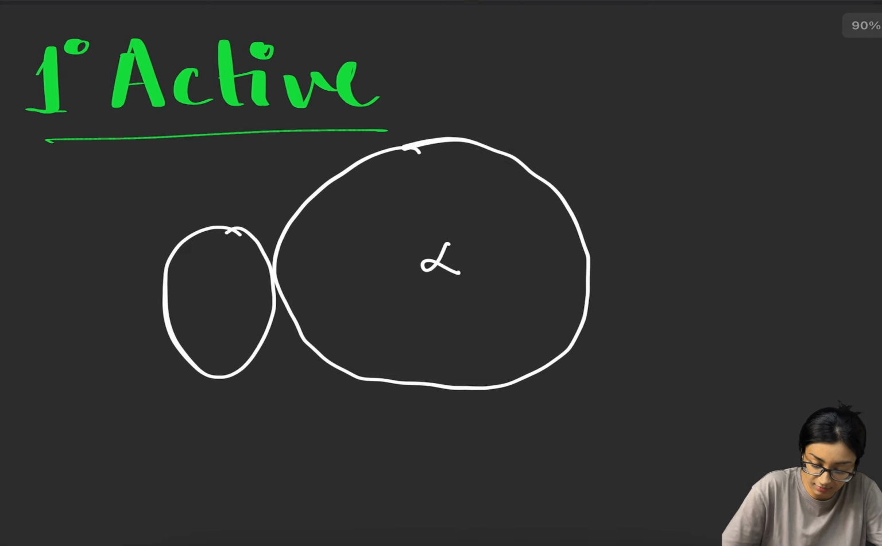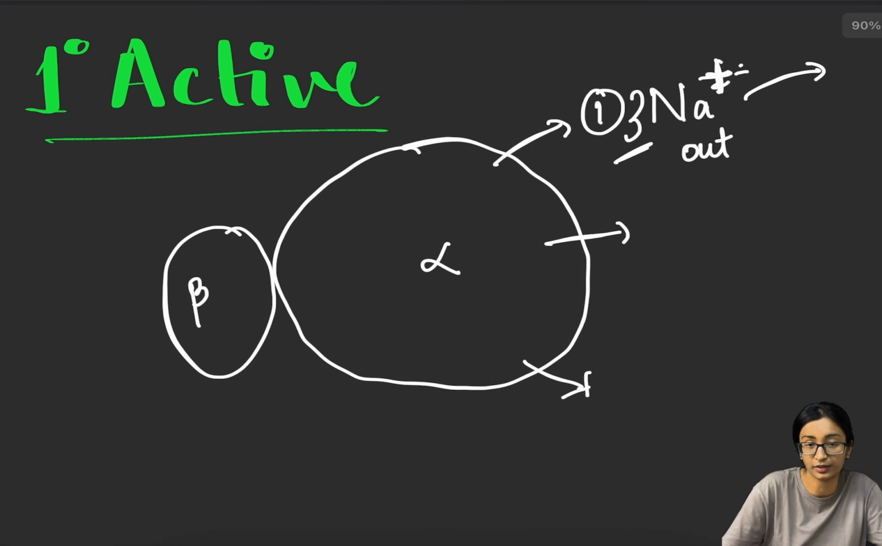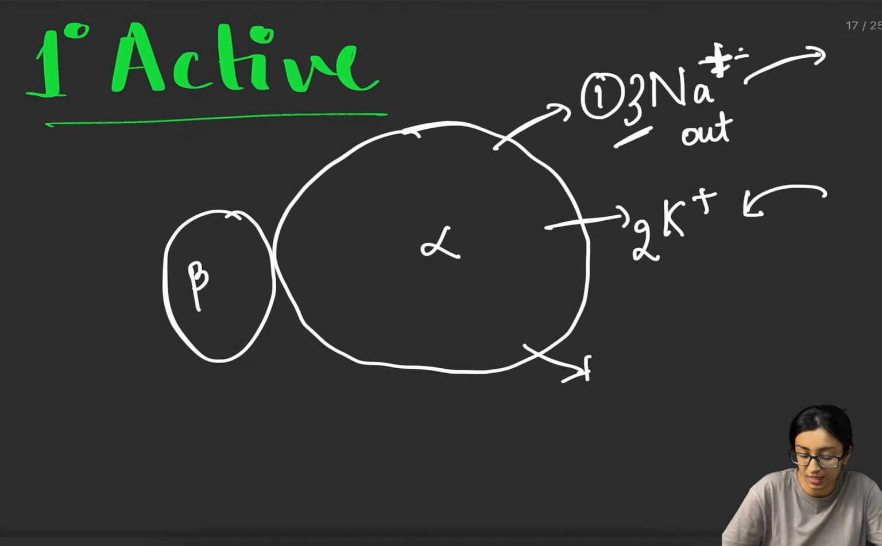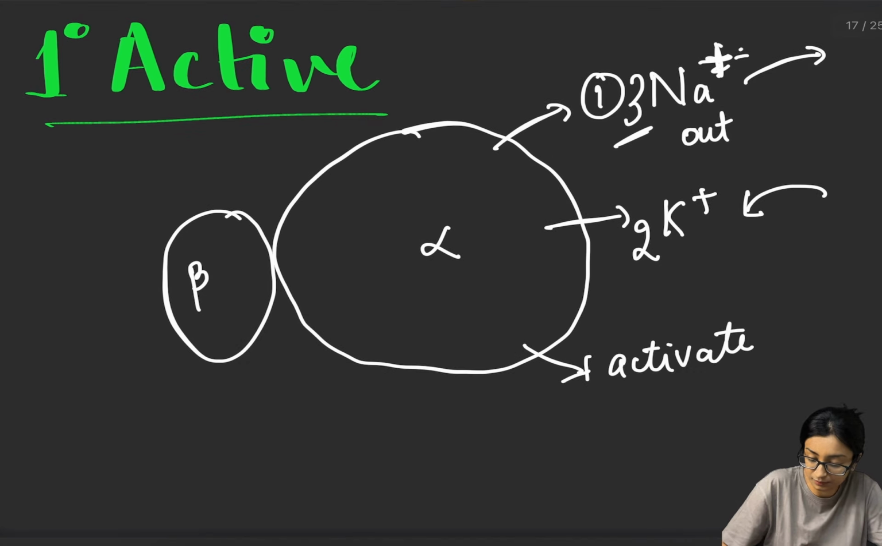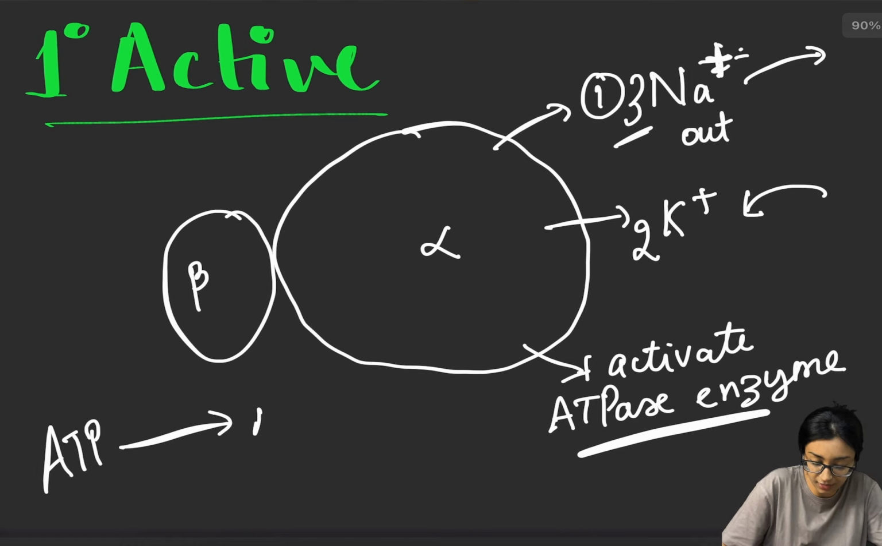Here is the alpha and this one is the beta. The alpha is the larger subunit. In alpha, it does three things. First, sodium will go out of the cell, and how many? Three sodiums will go out. Potassium will come inside the cell, that is two potassium will come in and activate the ATPase enzyme. This ATPase enzyme activation will lead to the breakdown of ATP into ADP plus phosphorus.